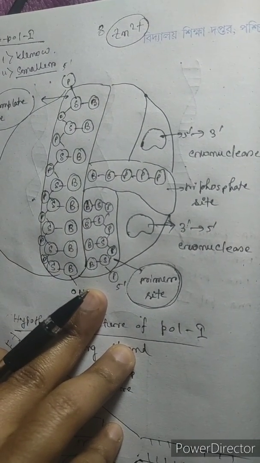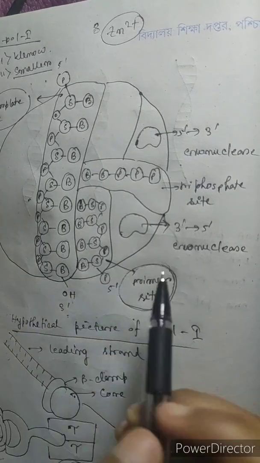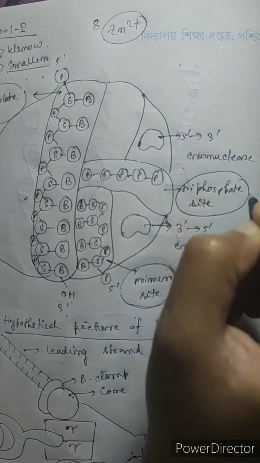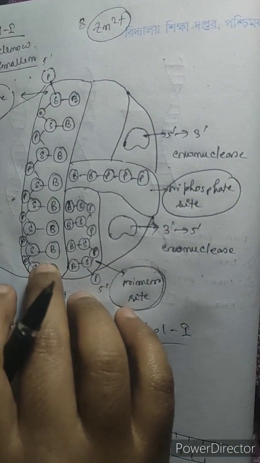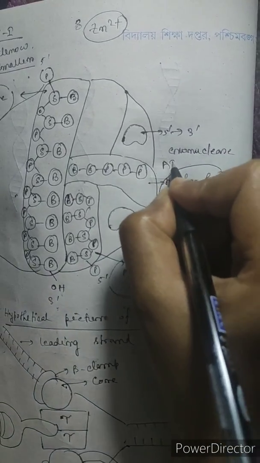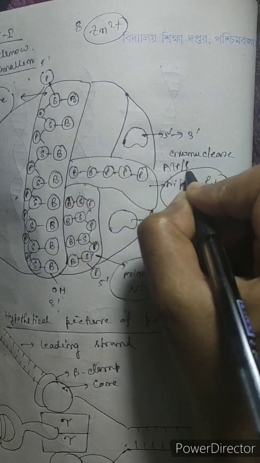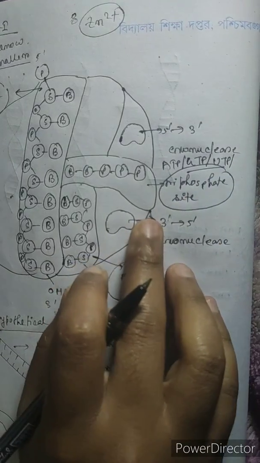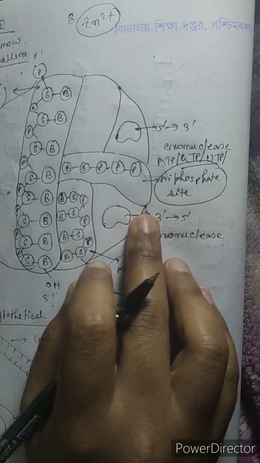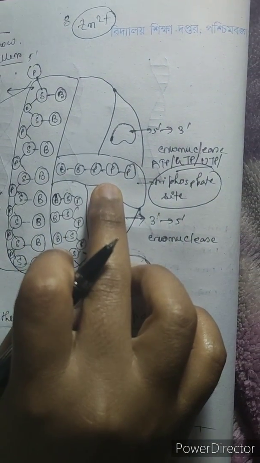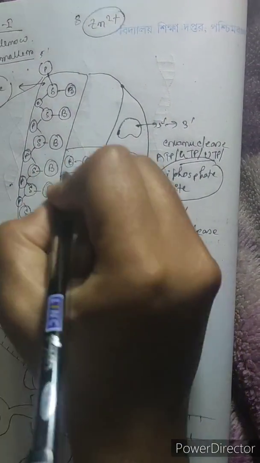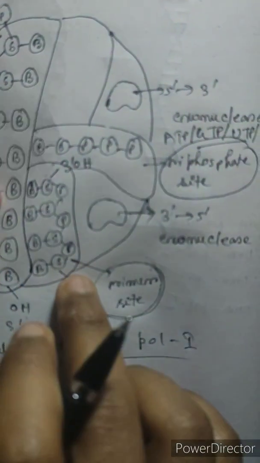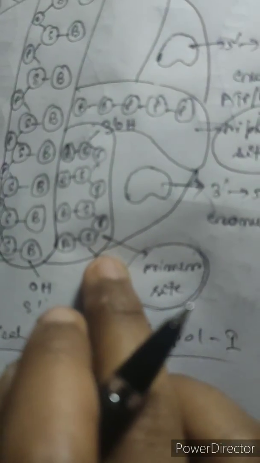Just above the position of the primer site, we have another site called the triphosphate site, where an incoming nucleotide, maybe ATP, or GTP, or UTP, comes. These triphosphate molecules come to this site, bind with the primer at the 3' OH position, and match with the complementary base on the template strand.